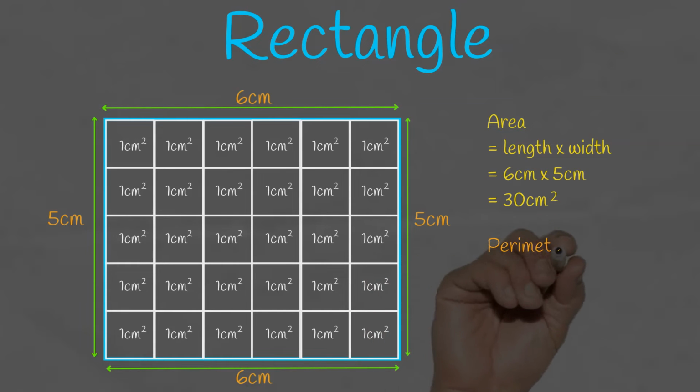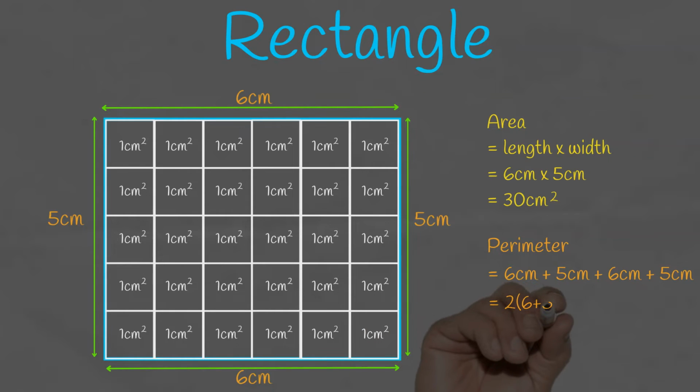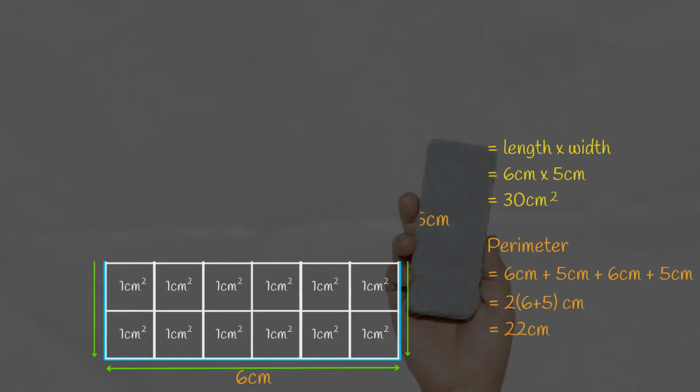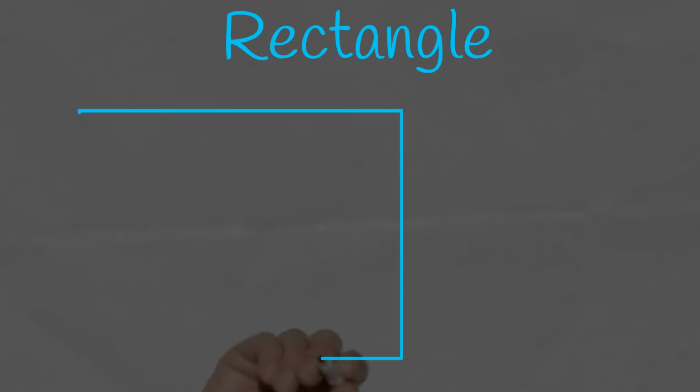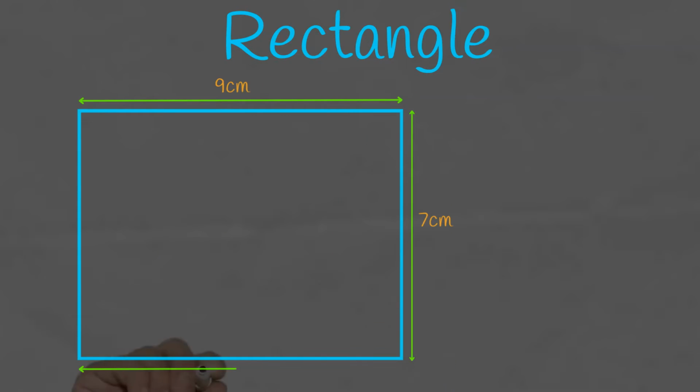And again, for the perimeter, you can add each side up individually, or you can calculate it using 2 times 6 plus 5, and the answer is 22 centimetres. So hopefully you're getting the hang of it now. So could you tell me what the area of a rectangle is if the length is 9 centimetres and the width is 7 centimetres? And you can pause the video here if you need more time.